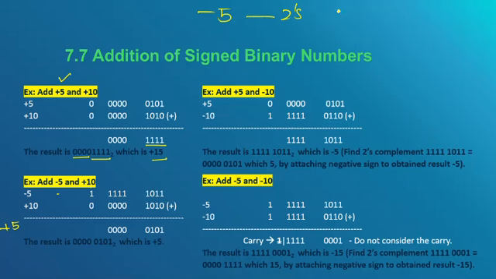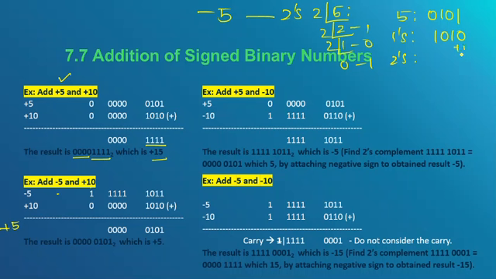So let me write what 5 is first. What is 5 in binary? It is 2 power 2 is 1, 2 power 1 is 0, 2 power 0 is 1. So 5's binary representation is 0 1 0 1. What is the 1's complement of 5? 1 0 1 0. What is the 2's complement of 5? You have to add 1 to this, so you will have 1 0 1 1. So this is the representation for the number. When you are performing signed binary number addition, every number should be represented as a 4-bit or 8-bit combination.